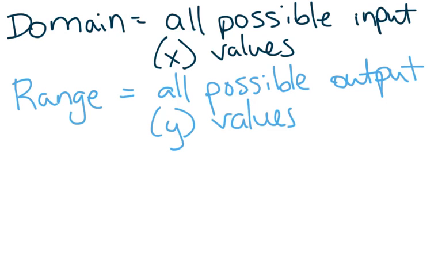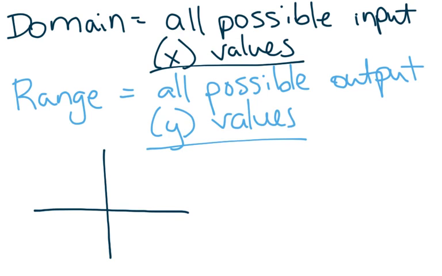The domain of a function is all possible input or x values, and the range of a function is all the values that are possible for its output or its y. Let's take a look at a simple example.